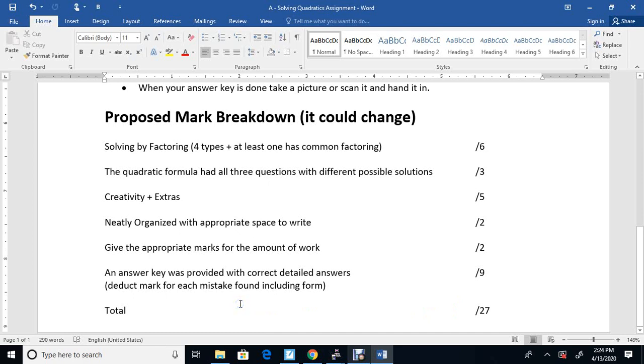Now, I'm going to do this a little differently. Every time I find a mistake in that answer key, I'm going to deduct a mark. It could be anything from form to missing a step. If I find something wrong, I'm going to deduct a mark, up to 9 deducted marks. That's how that's going to work. And the mark is out of 27 if you add it all up.